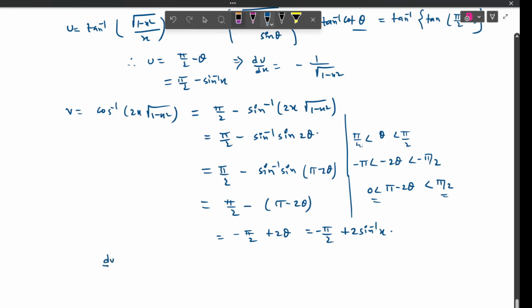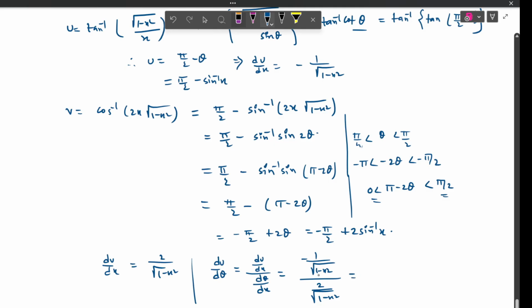So what is the differentiation? dv by dx is minus pi by 2 is 0, and this is twice over root under 1 minus x square. Now we need to find out du by dv, right? That's all we have to find out. So we can write du by dx divided by dv by dx. It will be minus 1 by root under 1 minus x square divided by 2 by root under 1 minus x square. So this will cancel out, giving minus half.